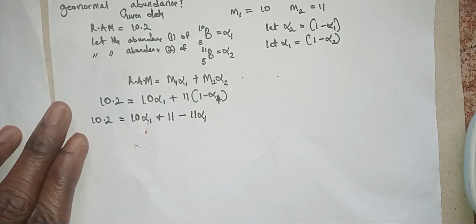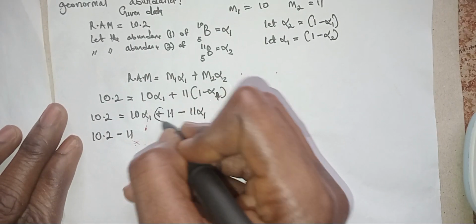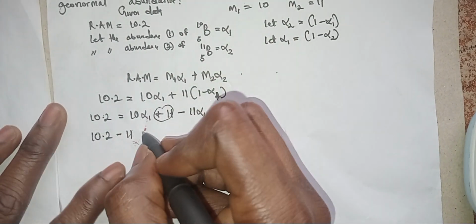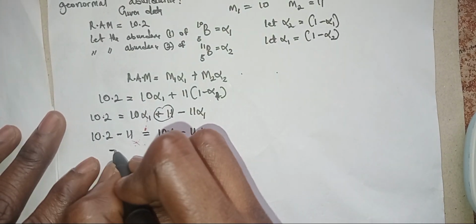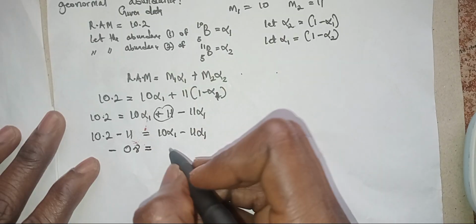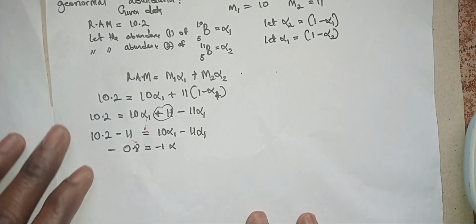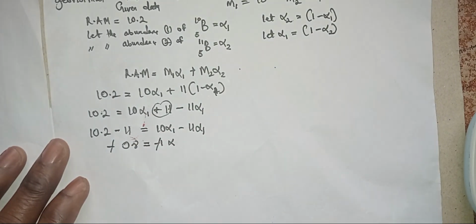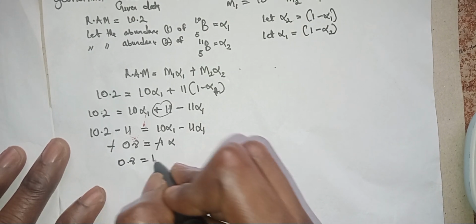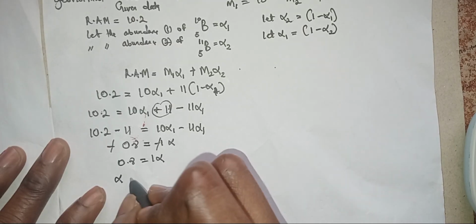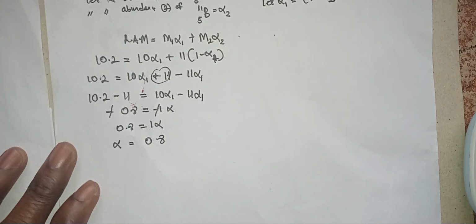At this point, you are going to collect like terms. So 10.2 minus 11, this 11 will come here. The plus changes to minus, equal to 10 abundance 1 minus 11 abundance 1. So this one will give us negative 0.8, and this one will give us negative 1 abundance. The negatives cancel out, so we are left with 0.8 equal to abundance 1. So abundance 1 is equal to 0.8. And we are not going to stop here. Our abundance is mentioned in percentage.